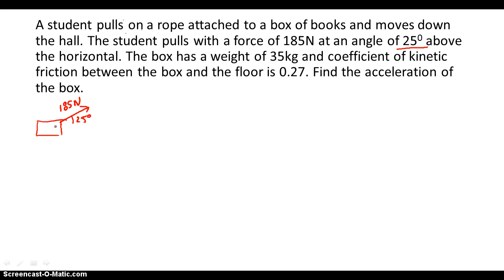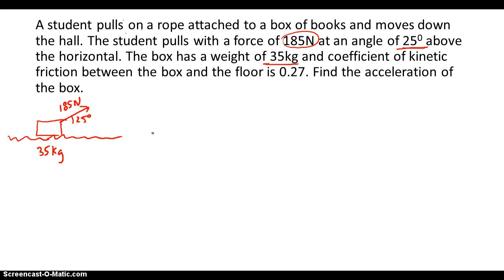In this question, we've got a box that's being pulled by a student at this angle, 25 degrees above the horizontal, with 185 newtons. Now, this box is on a floor where there's friction. Okay, the box is 35 kilograms.